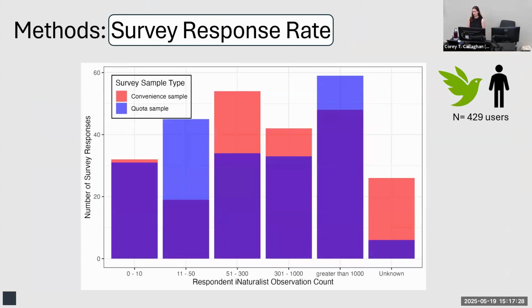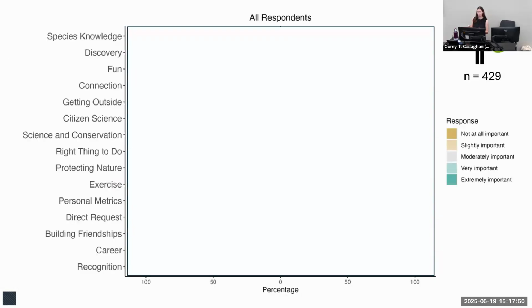So overall, we got 429 responses, and this is just the breakdown of the observation count groups and how they responded. We don't really need to get into the nitty-gritty of it, but just to show that we did get responses from people in every single observation count group. And so first we'll look at, well, this is a white screen. Don't worry, you are seeing it correctly.